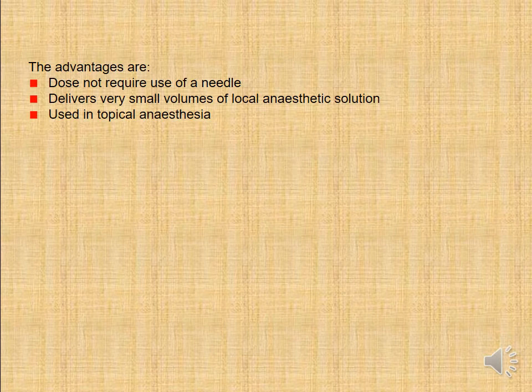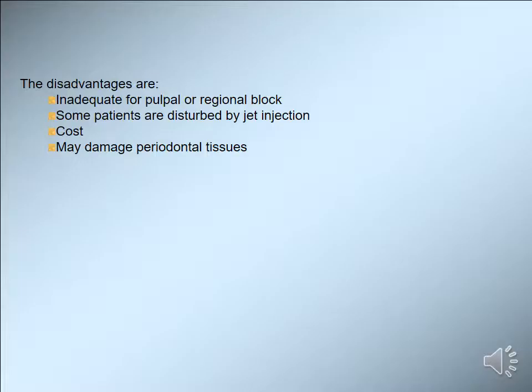Its use as a topical anesthesia does not need a needle inserted on the syringe. The disadvantage of this type of syringe: inadequate for pulpal or regional block. Some patients are disturbed by the jet injection. It is costly and may damage periodontal tissue.